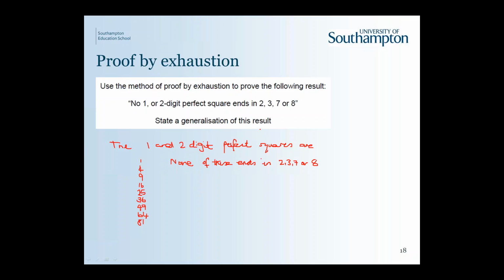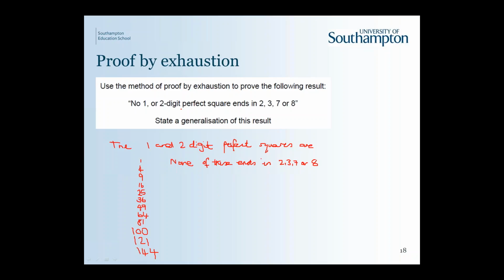Anyone want to have it again? So the generalization is that if no 1 or 2 digit perfect squares end in these, we could have a look at the next couple and start to realize that, hang on, we could do all the 3-digit ones and 4-digit ones, and maybe see that actually no perfect square ends in a 2, 3, 7, or 8. So that would just be stating the generalization of this.